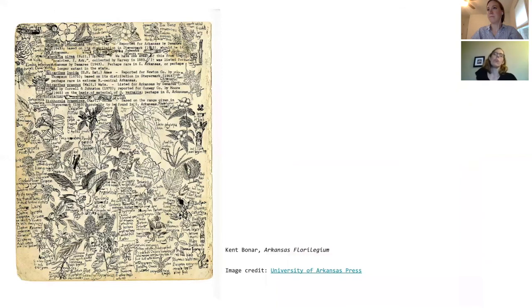We also looked at materials relating to the production of Kent Bonner's Arkansas Florilegium, which is a mashup of 2 different data sources. First, it uses botanist Edwin B. Smith's 1978 survey of the plants of Arkansas. And Bonner superimposed 3 decades worth of field notes and drawings onto this text. So students investigated the finished book, which you see on the slide here, and explored it in conjunction with Bonner's field notes and journals, which I unfortunately don't have an image of, to see how the individual pieces were put together into this particular visualization. Next slide.